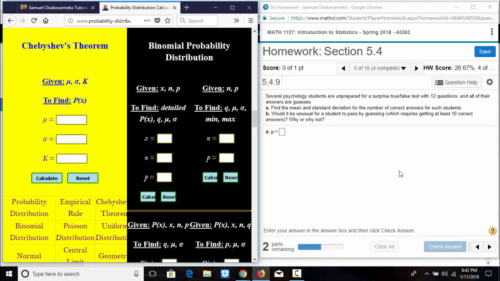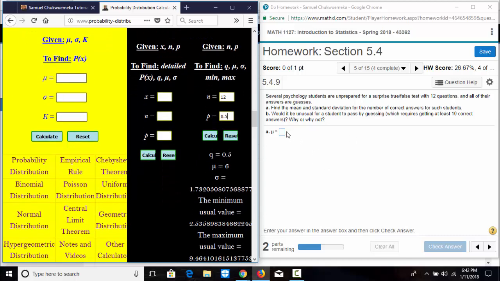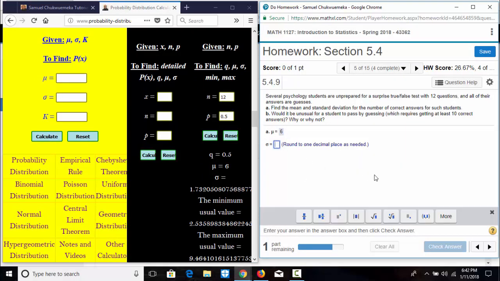So you have 12 questions. That's the sample size. Probability of success is 0.5. So the mean is 6. The standard deviation to 1 decimal place is 1.7.